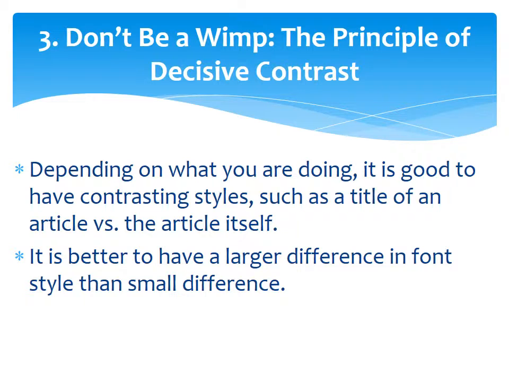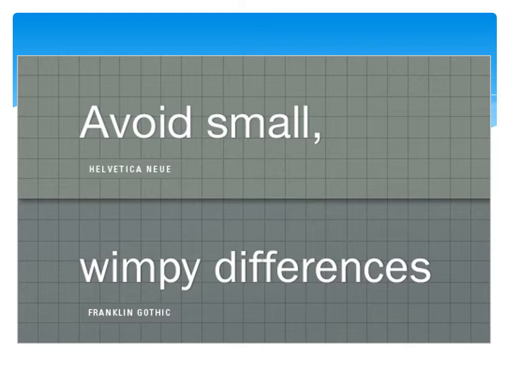Number 3, don't be a wimp. Plain and simple. The principle of decisive contrast. Depending on what you're doing, it is good to have contrasting styles. Now before I said don't place a modern usually with a script, but you still want to have contrasting styles, such as the title of an article versus the body text of the article itself. It is better to have a larger difference in font style than a small difference, and the next slide shows us that. So here our example says, avoid small, wimpy differences.